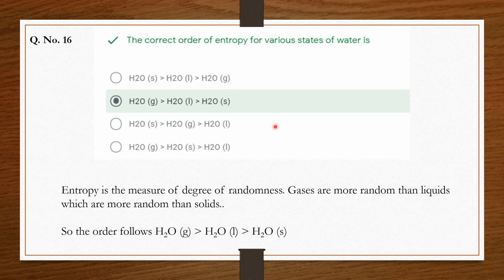The correct order of entropy for various states of water is? So entropy is a measure of degree of randomness, and we know that gases are more random than liquids, which are more random than solids. So no doubt, the simplest question: H2O gas followed by H2O liquid and H2O solid. Gases are more random than liquids, than solids.